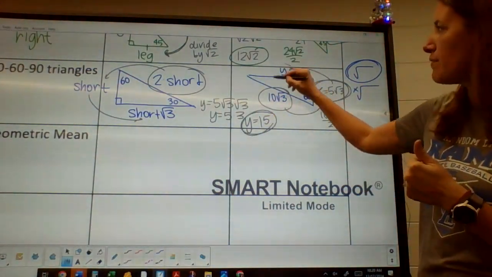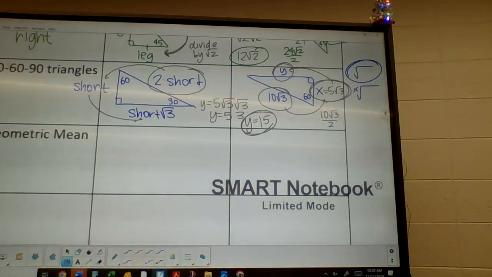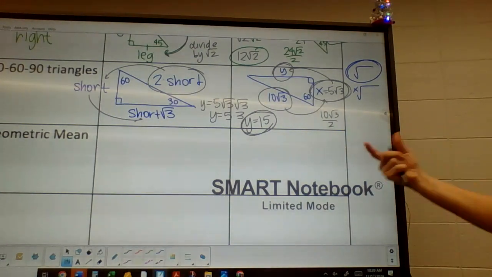And that's going to be my y value here. Did that work for you guys? Does that make sense? Yep. So being able to manipulate these triangles and find different sides, depending on what they gave you, is what we're looking for here.